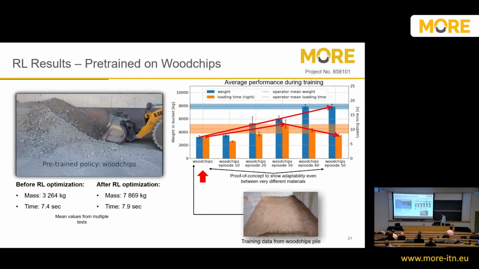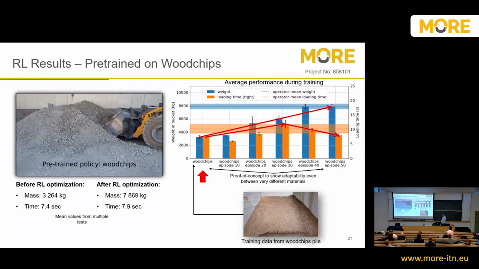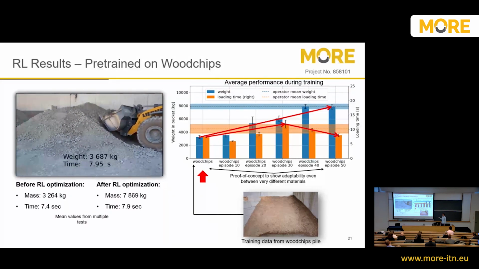Then we also did another experiment, which was to see if we could use a very different material and still get good bucket filling performance. So in this video the policy is trained on this wood chip material, and you can see it's very bad. It doesn't even get half a bucket, and it's quite slow as well. But this is expected because wood chip is quite different from the gravel material that we're trying to load.